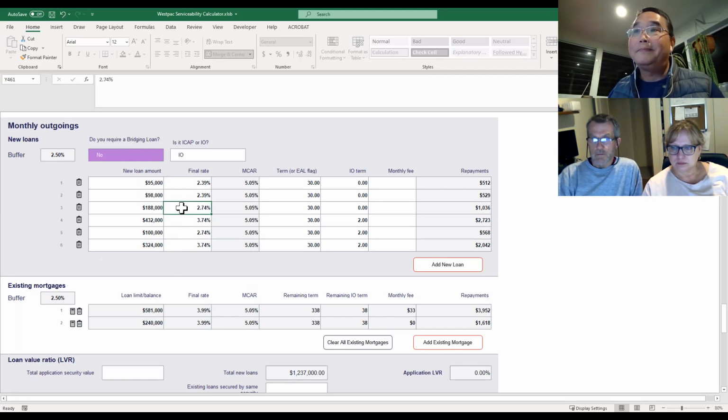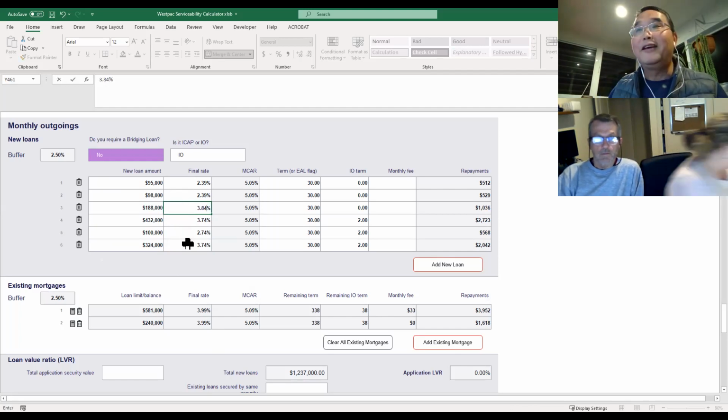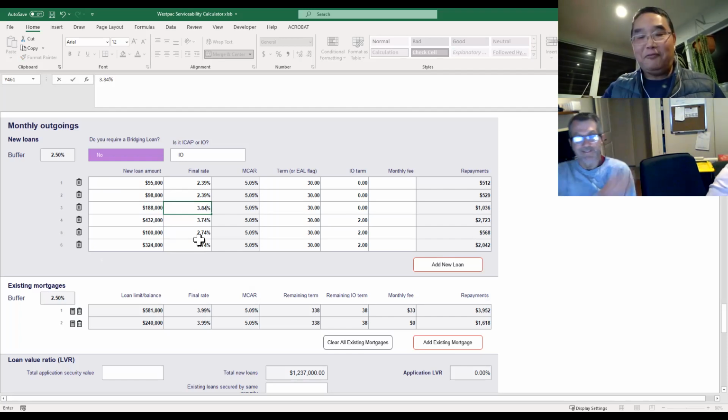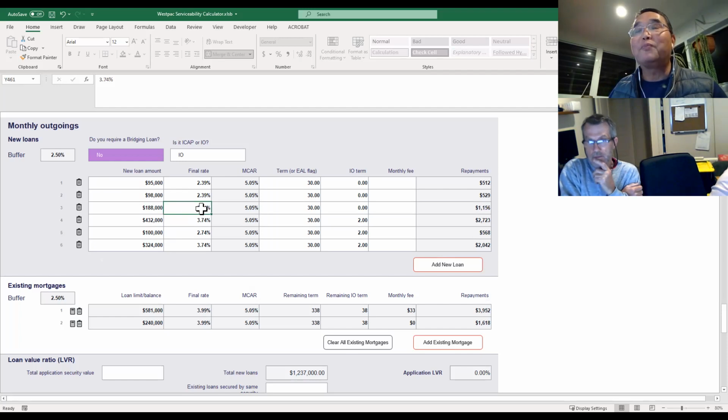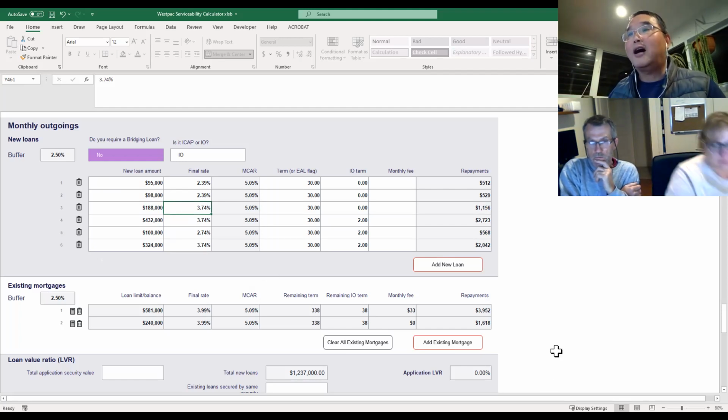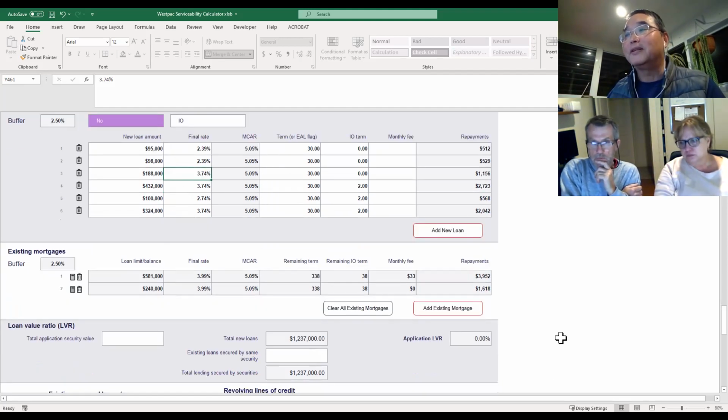Do you know what I mean? If you want to take interest only, you need to use 3.74 as a final rate. If you take principal plus interest, it will be 2.84. Right. So the outcome is different.